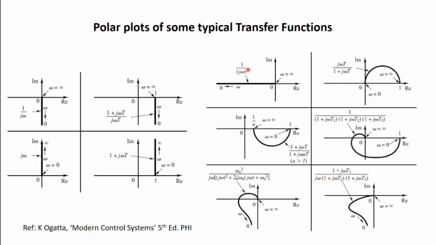For 1 upon s square term, the polar plot is naturally tending towards the minus 180 degree line. For j omega T by 1 plus j omega T, the polar plot is like this. We have seen for 1 upon 1 plus j omega T, so it was like this, and now it is like this. For the term 1 plus j omega T by 1 plus j omega aT, where a is greater than 0, the plot is like this. And for this particular transfer function, the plot comes out like this, and so on.